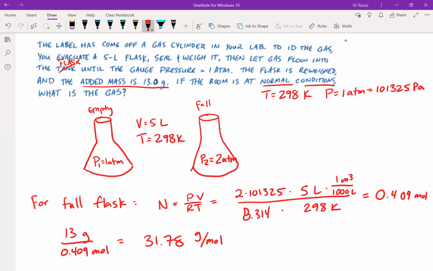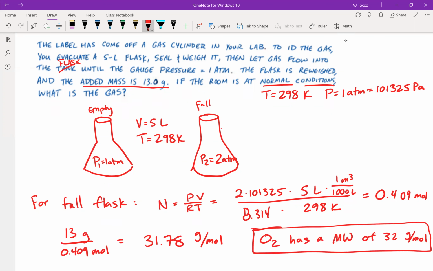So what gases do I know that have a molecular weight of close to this? And if you remember, oxygen would be an example. O2 has a molecular weight of 32 grams per mole. Now, of course, other gases could have the same molecular weight, but this would be a way that you could identify what it could possibly be. So I would say that O2 is a strong candidate, unless there is another candidate for gases that you would know of that is 32 grams per mole.